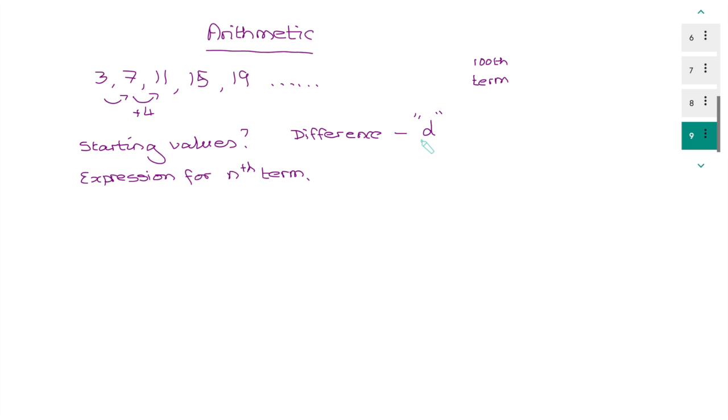So we've got the difference, but there's obviously something else we need to know. We need to know the first value. Okay, so if we know the first value, we can continue this sequence on indefinitely. We could know any value in here, as long as we know what number value it is.